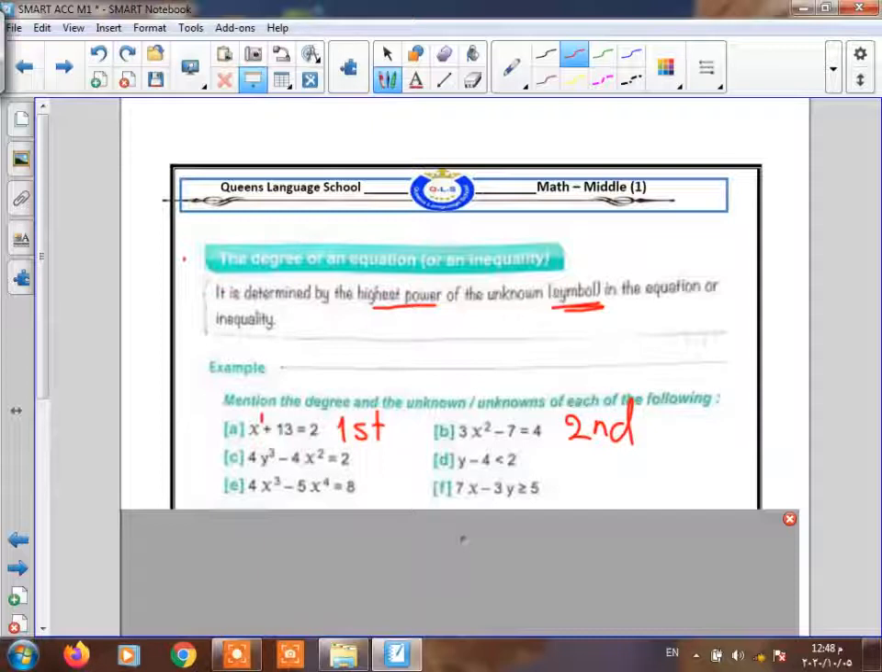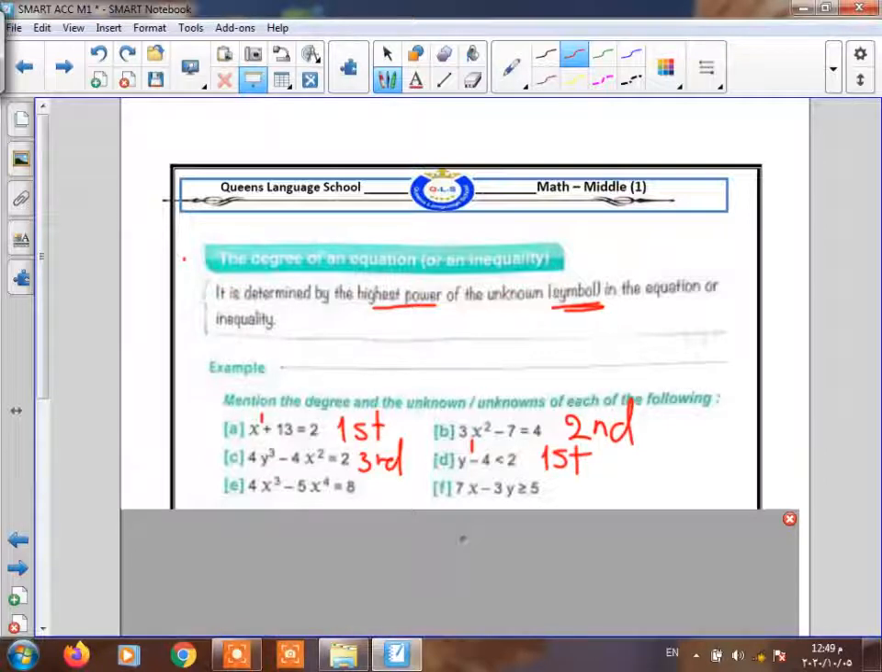Number C, 4y power 3 minus 4x power 2. Here we have y power 3 and x power 2. I will take the highest power. Which one is the highest? Yes, power 3. So this equation is from the third degree. Y minus 4 less than 2. Here this one, y without any power. So y will be power 1. That's right. So here it's from the first degree.